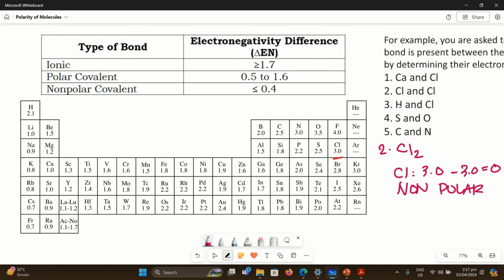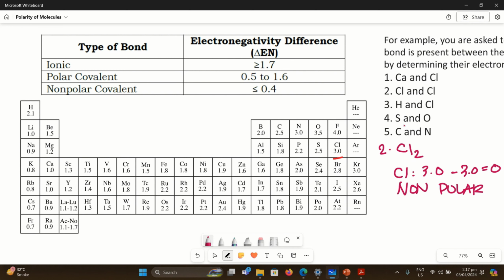Again, we have hydrogen, that is 2.1. Then we have Cl, that is 3.0. It means 3.0 minus 2.1, that is 0.9. So it means that is in the range of 0.5 to 1.6, since 0.9 is the answer. So it means it is a polar covalent bond.